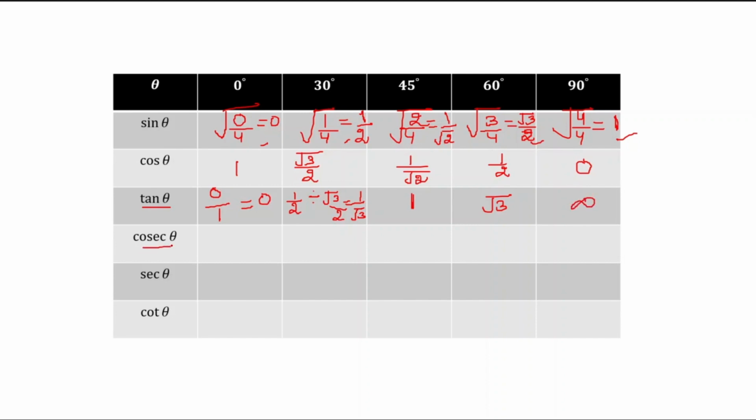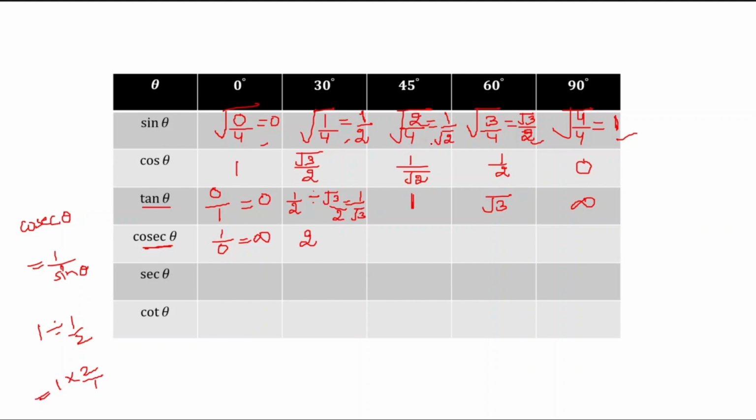Now, how will you figure out what cosecant theta is for these angles? We know that cosecant theta is the reciprocal of sine theta, so it's 1 over sine theta. Your sine 0 is 0, so cosecant 0 is 1 over 0, which is equal to infinity. Sine 30 is 1 by 2, so cosecant 30 would be 1 divided by 1 by 2, which is equal to 1 into 2 by 1. That's why it's 2.